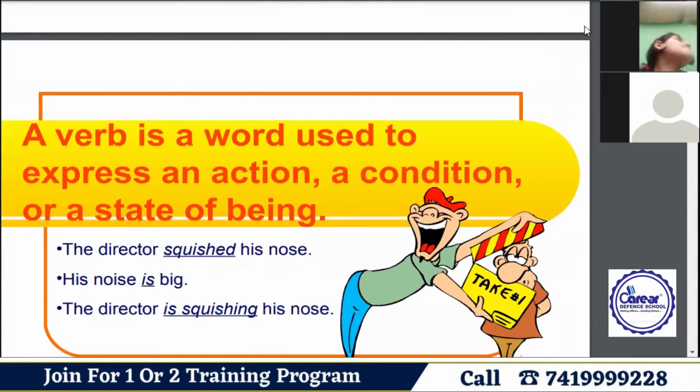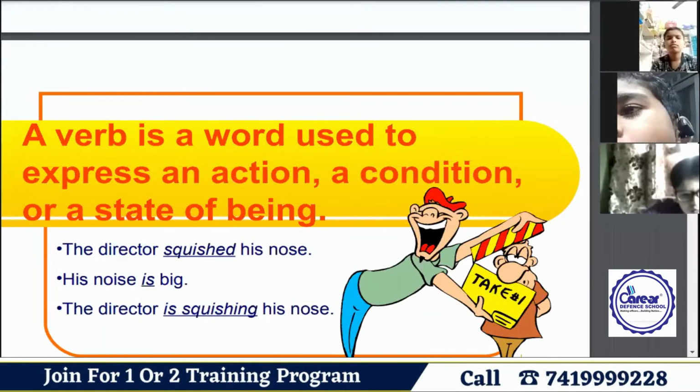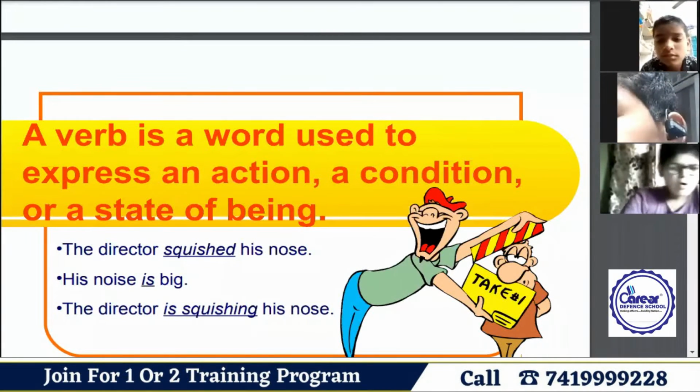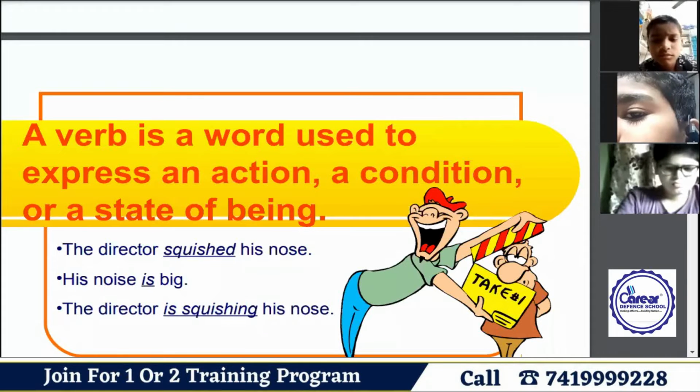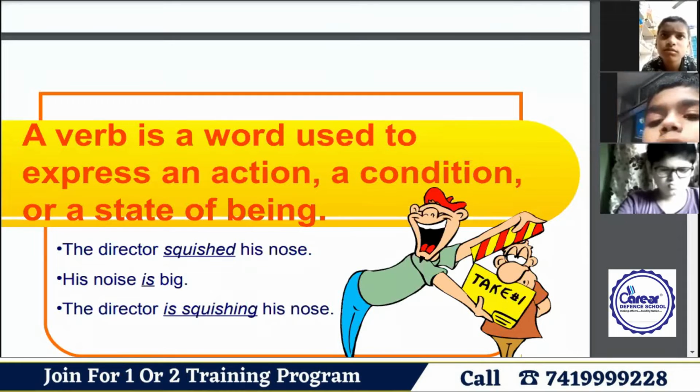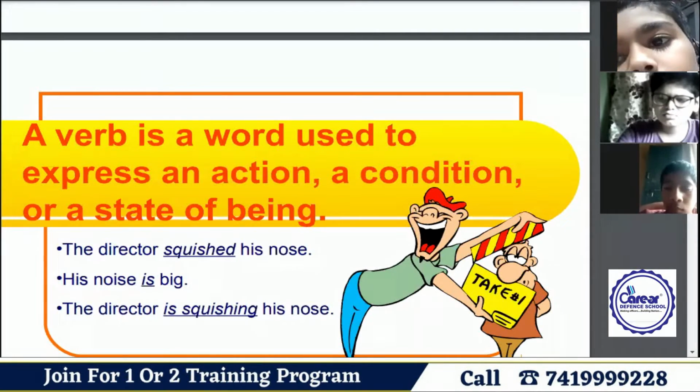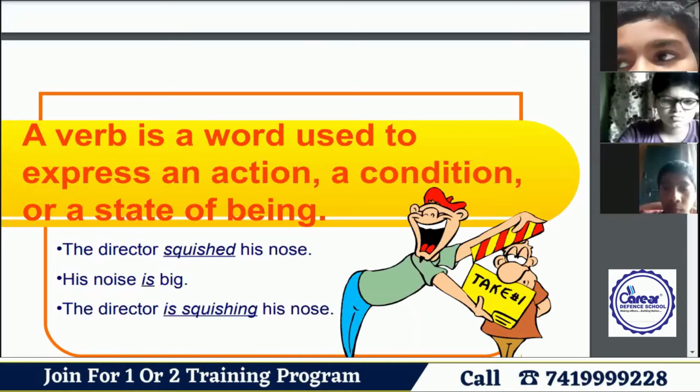Okay, I'm sharing screen, beta. Is my screen visible? The director squished his nose. So what did the director do? Squished means pressed. Squishing is, the director is doing some work, right? क्या कर रहा है? काम ही तो किया जा रहा है. Like he's squishing means he's pressing. His nose is big. So a main verb is there, right? A helping verb is there. Two types of verbs are there. The director is squishing his nose.